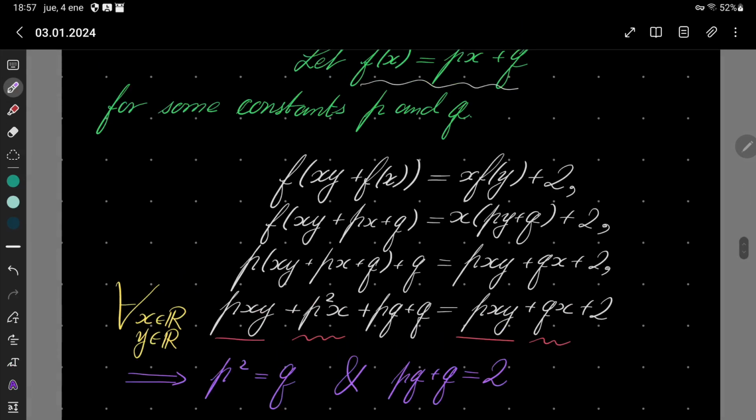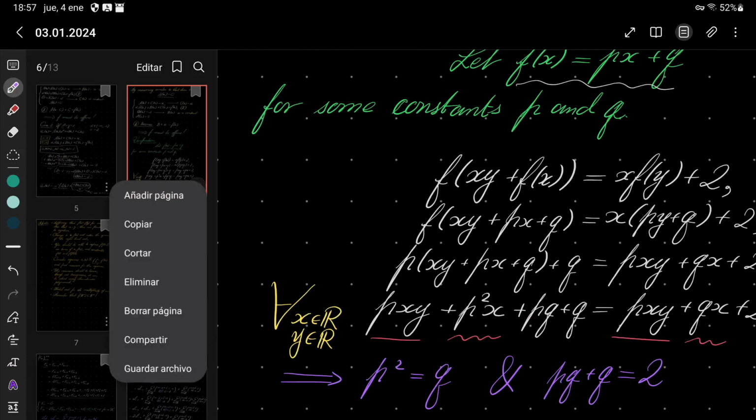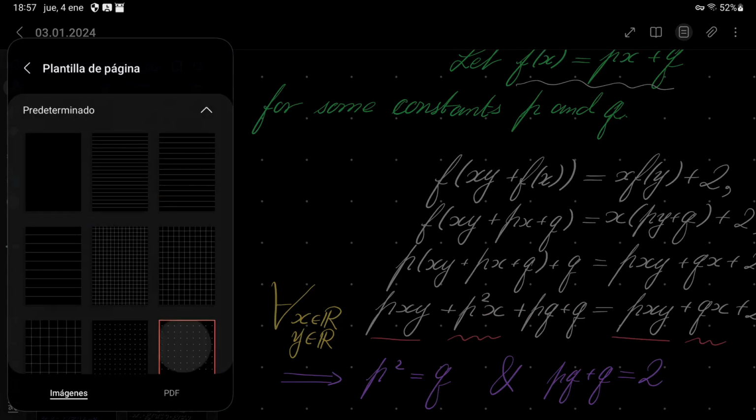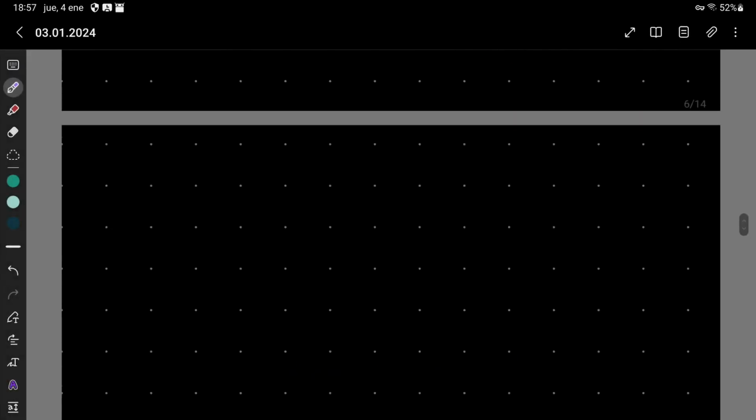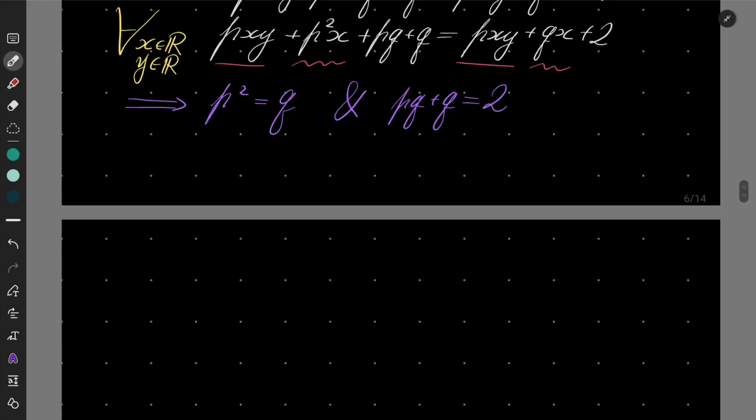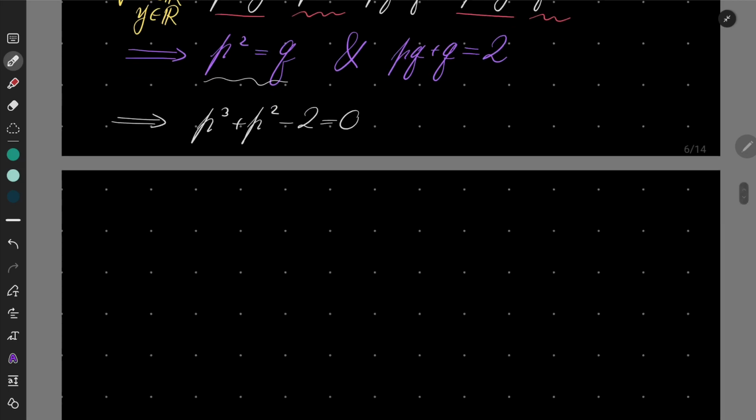And I'm running out of space once again. As you can see, this problem is lengthy. Okay, and now we need to solve these two equations. Well, from the first equation, we can plug into our second equation, and we get p to the third power plus p to the second power minus 2 equals 0.